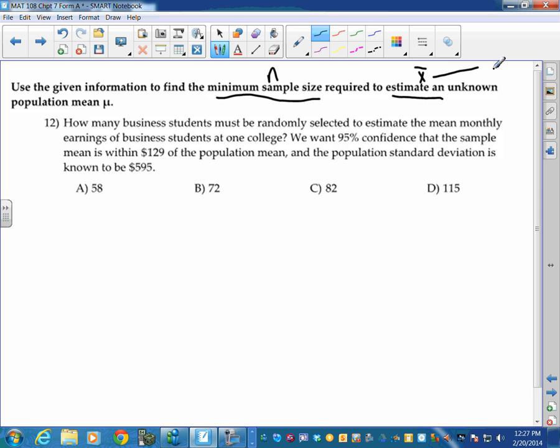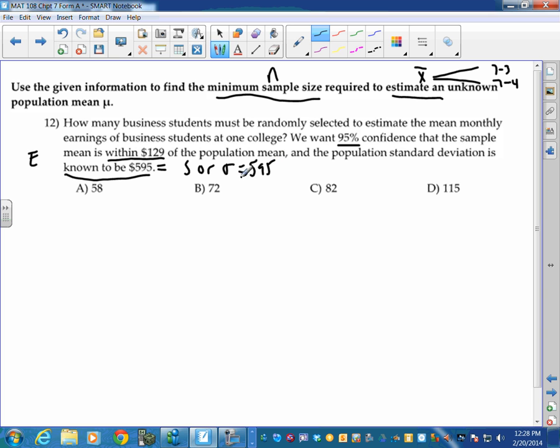Now, what that means is we are on board either 7.3 or we are on board 7.4 based on the two. Okay? Reading more of the question. How many business students must be randomly selected to estimate the mean monthly earnings of business students at one college? 95% confidence that the sample mean is within 129. What is 129? That's the error of the population mean. The population standard deviation is known to be 595. Is that S or is that sigma? It is sigma. So that's 595.